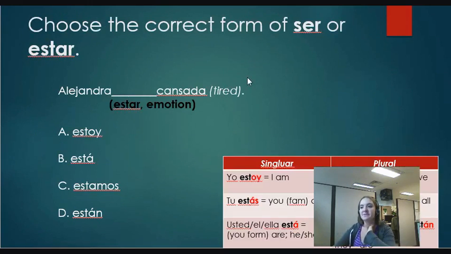The next one is to fill in the blank with the correct form. Alejandra blank cansada. If Alejandra is a she, you have to go down and look. Bottom left-hand corner, you've got the ella form. So you would say está cansada. That would be B.